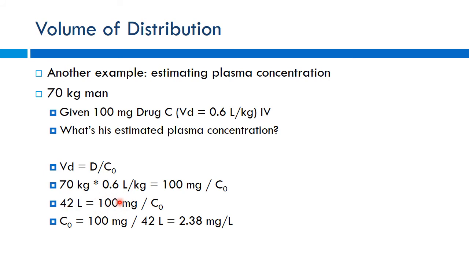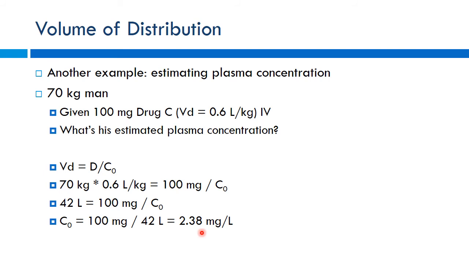That's my initial dose, and I want to solve for C0, my initial concentration in the plasma that I'm going to measure. So I can basically flip that around: C0 equals 100 milligrams divided by 42 liters, and that equals 2.38 milligrams per liter. Milligrams per liter is also often on labs as micrograms per mL. It's going to be the same thing, because it's just a factor of 1,000 on the numerator and the denominator, same numbers here. But 2.38 milligrams per liter.